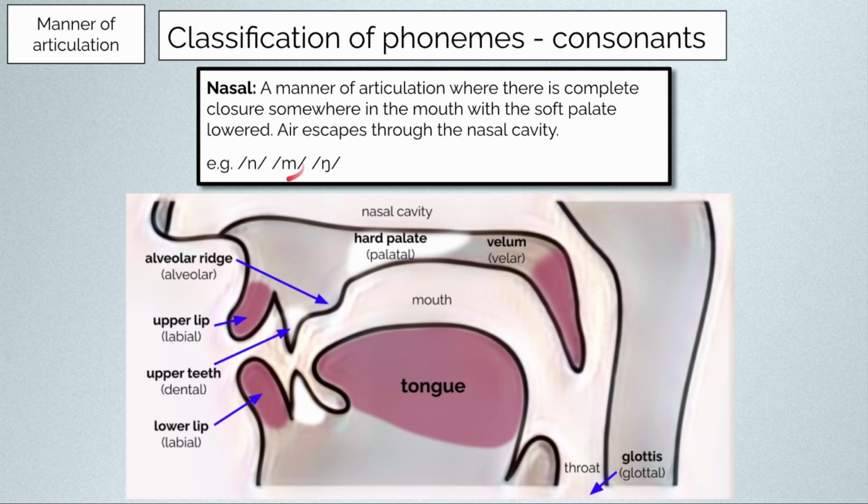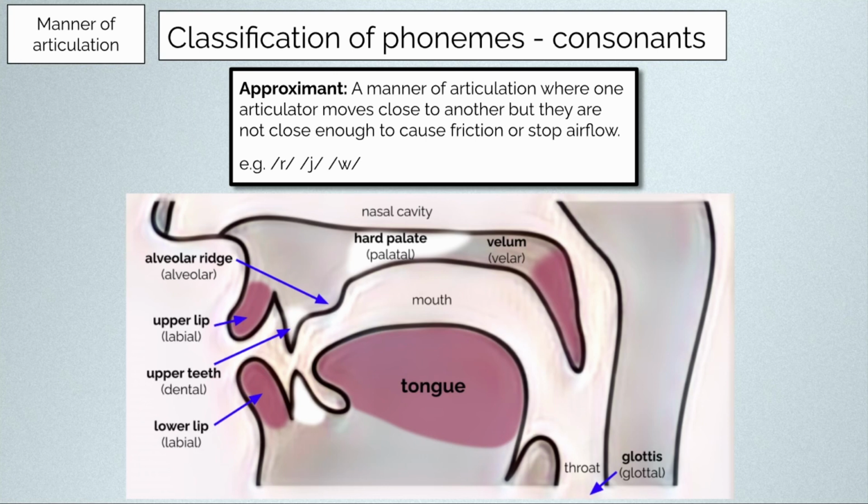Again, looking at this, m is a bilabial nasal, and so both lips are closed and air comes out through the nasal cavity here.